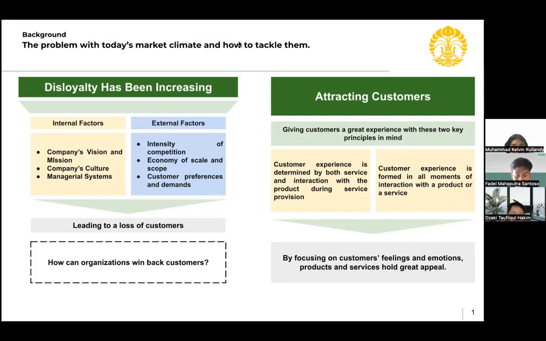So, how can organizations win back customers? To attract new customers or even to retain existing customers, we need to give customers a great experience with two key principles in mind. The first is that customer experience is determined by both service and interaction with the product during service provision. Secondly, customer experience is formed in all moments of interaction with a product or a service. So it's not just in the beginning or only in the end, but also through the process and everything in between. By focusing on customers' feelings and emotions, products and services hold a great appeal to the customers.